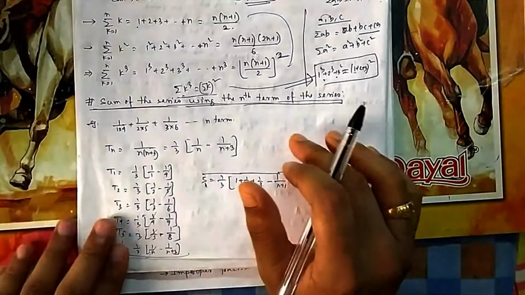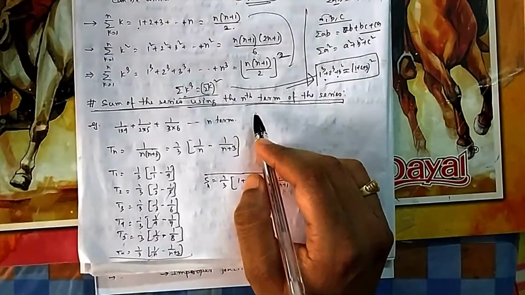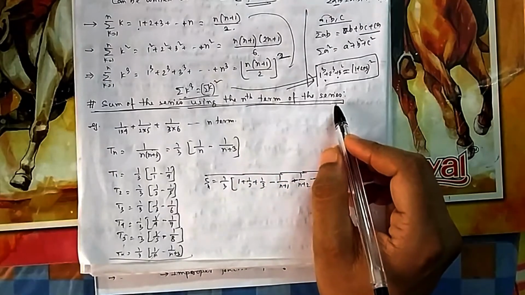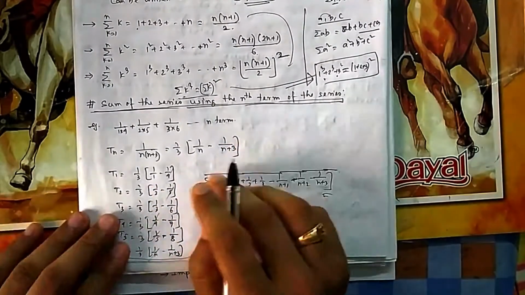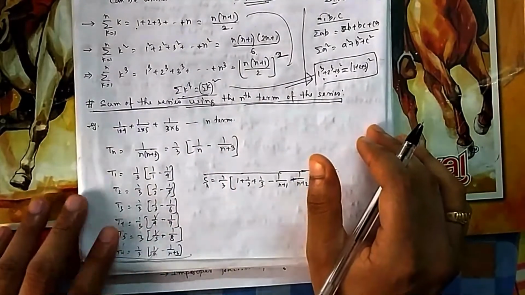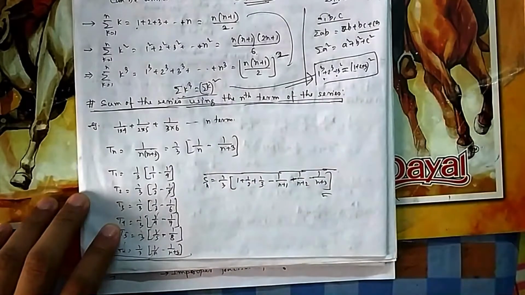There are different ways to find the sum of a series. One such way is to find the sum using the nth term of the series. So in a series, if you can find the nth term, you can split it into two different terms with a minus sign in between. So a very beautiful observation comes out.